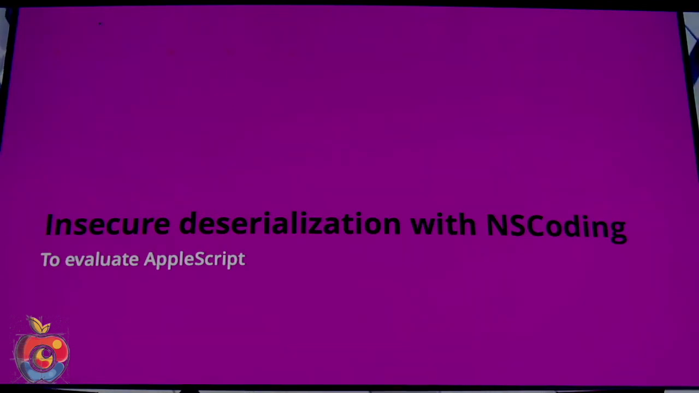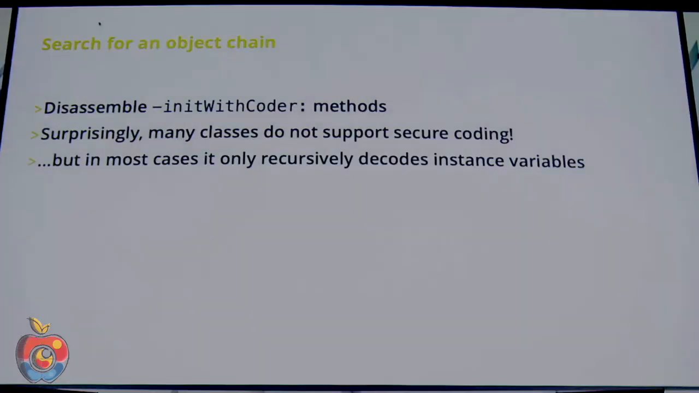So, finding a chain of objects that I can pass through that, into that format, to eventually evaluate AppleScript within another process. So how did I do that? Well, I disassembled a lot of those init-with-coder methods. Those are the methods that are used for creating a deserialized object.